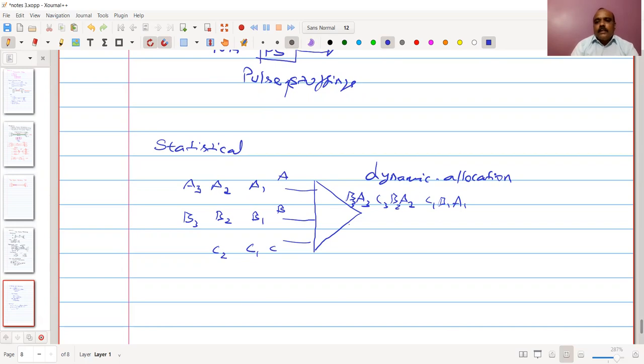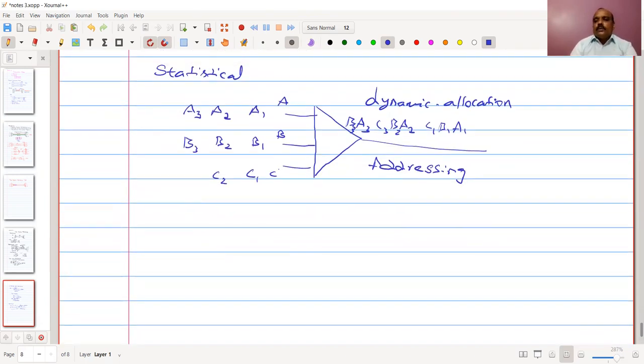But here the challenge will be, we need to create addressing that tells where this frame actually belongs. So we need to have a proper addressing mechanism, because at the decoder side, we don't know that, they are not synchronized. So we need to give a specific address to which line it has to be sent. So addressing mechanism is what we require in case of statistical TDM.